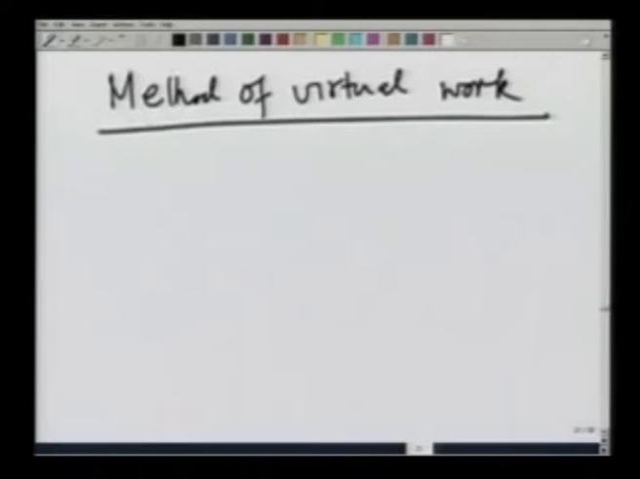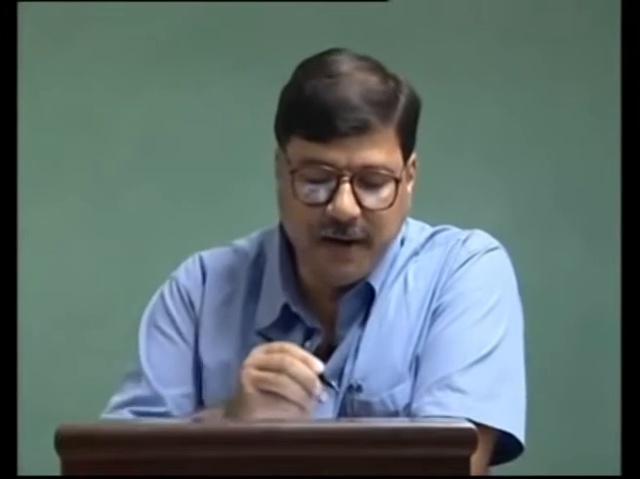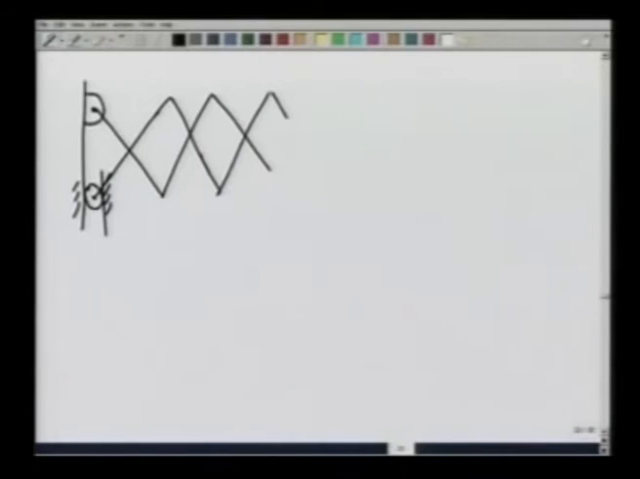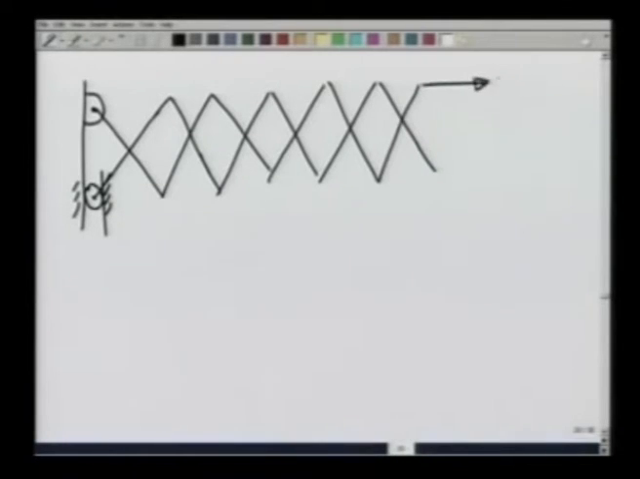How does the method of virtual work simplify or make life easy when the system becomes big? Let us extend the previous example itself. In this mechanism, if I take many links, suppose n such links, and so on, and I apply a force F here, each bar is mass m, and I want to calculate how much force F is required to keep this entire system in equilibrium.